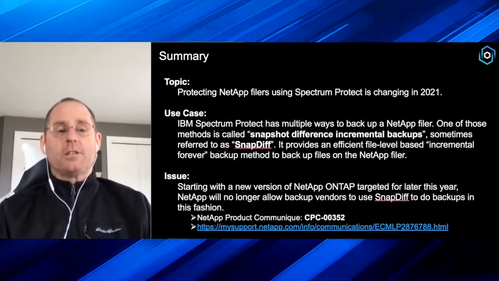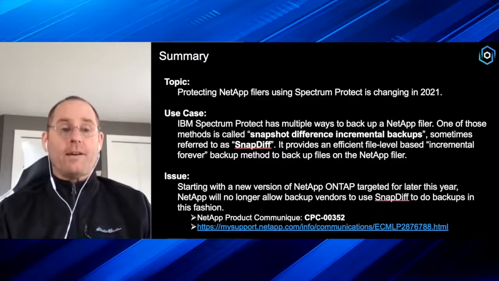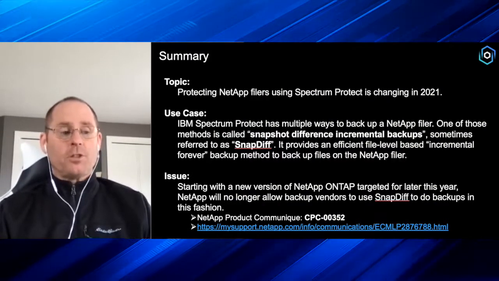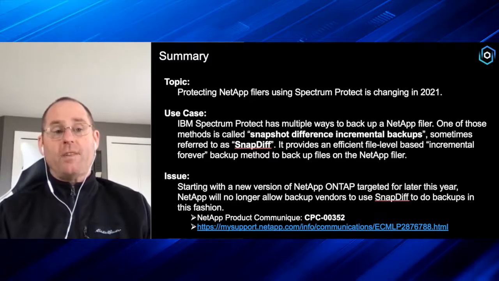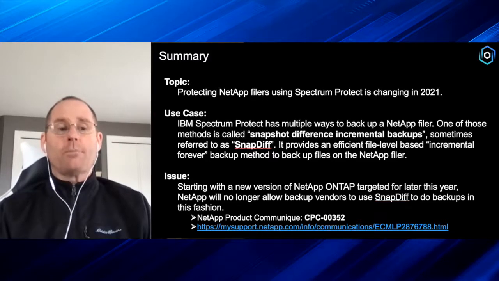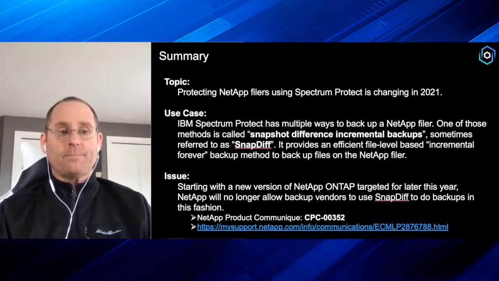Now, Spectrum Protect has been backing up NetApp filers for decades, right? And the number of files continues to grow. I think everybody knows that already. In the case of NetApp, Spectrum Protect leverages a special API called SnapDiff to enable us to do incremental forever against the filer. So you can imagine with millions or billions of files, only a very small percentage of those changes every day.